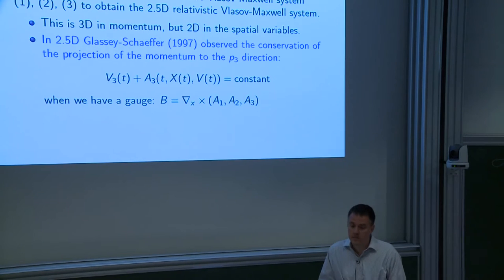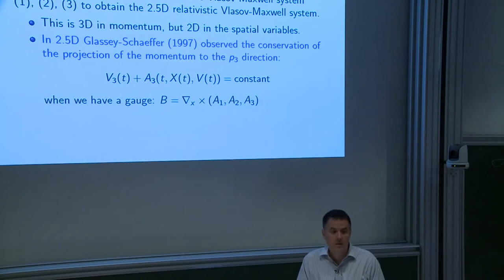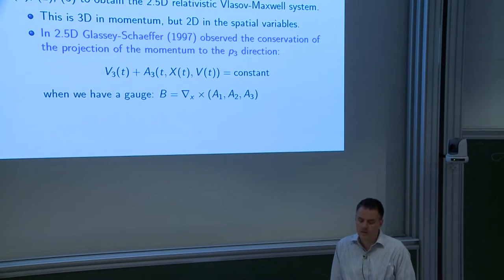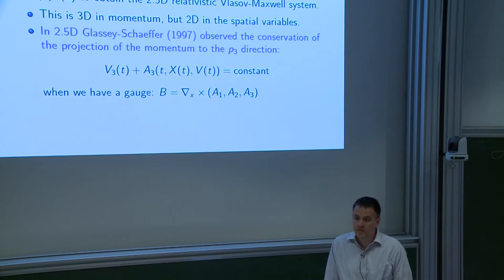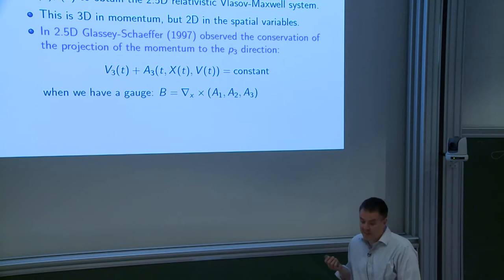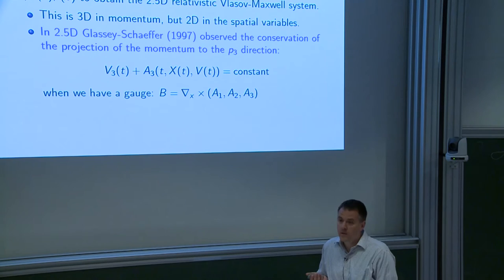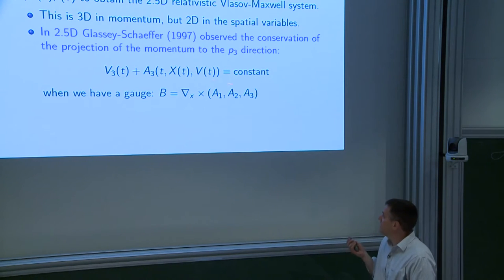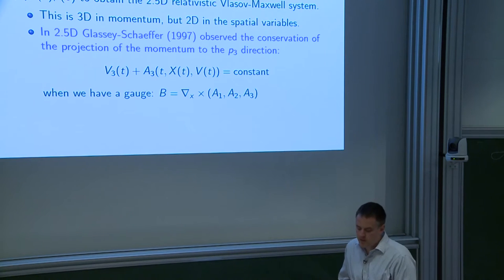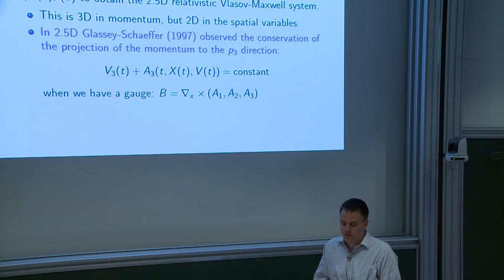And there's an additional conservation law here. So in 2.5D, Glassey and Schaeffer in '97 observed that the projection of momentum in the P3 direction is conserved. That means that V3 plus A3 of T, X, V is equal to a constant in time. What is A3? Well, it says it already on the slide. A3 is a gauge, so you can assume in Maxwell's equations and other systems that you have an underlying gauge.